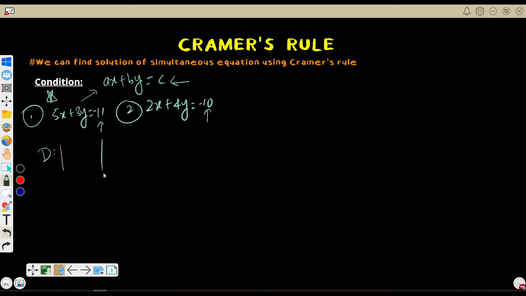Determinant D is of the order 2 cross 2. It means it will have 2 rows and 2 columns. Now how to form the first column? If you observe the x term in both the equations, 5 is the coefficient of x in this equation and 2 is the coefficient of x in this equation. So the first column will have coefficient of x. First element is 5 and the second element will be 2. I hope this is clear to you.